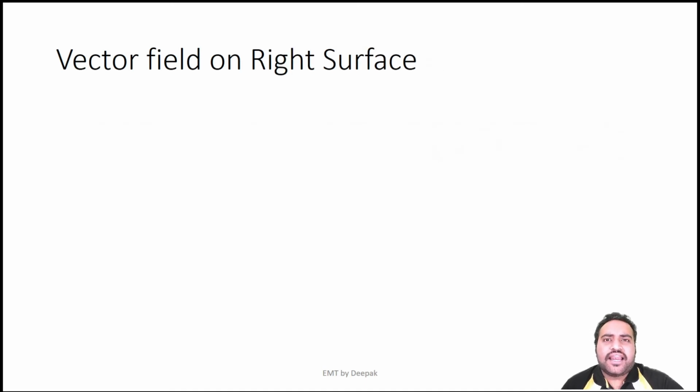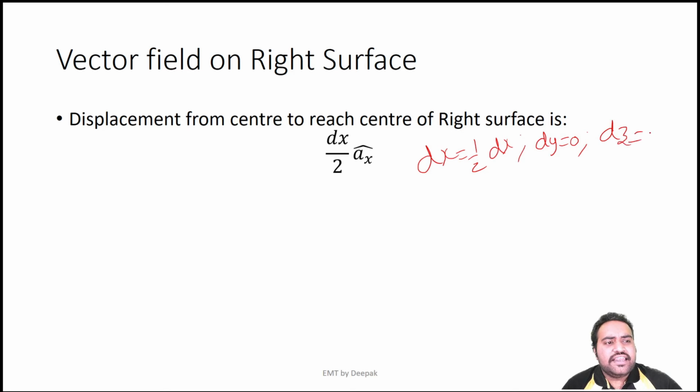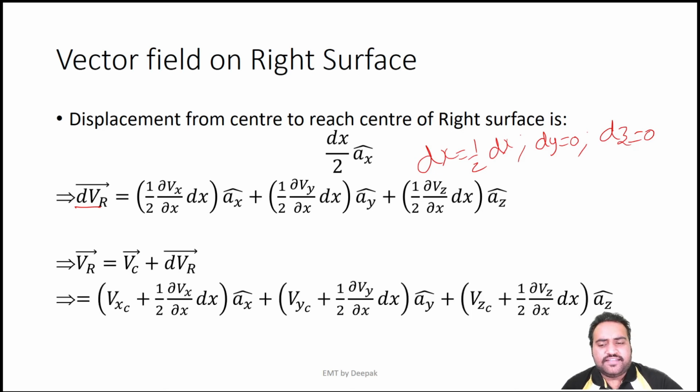Similarly, you can also calculate the vector field on the right surface because the displacement is along ax. Here again, dx equals to 1 by 2 dx, dy equals to 0, dz is equal to 0. If I substitute those values, I will be getting this. Now again, this is the change. So the vector field on the right surface is equal to Vc bar plus the change. The answer would be this.